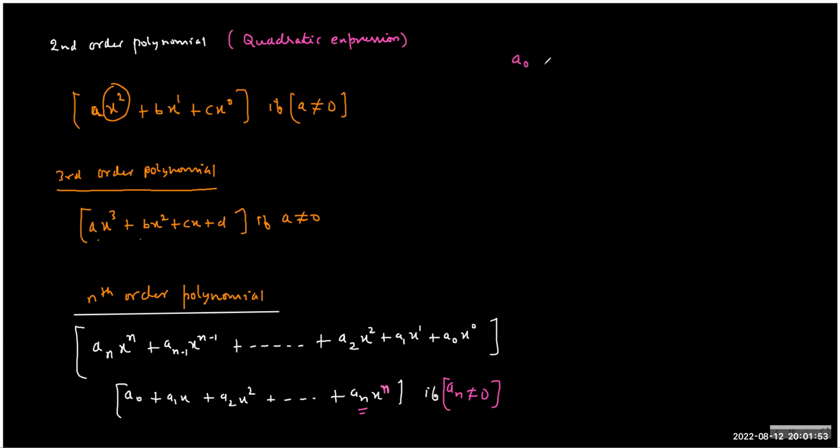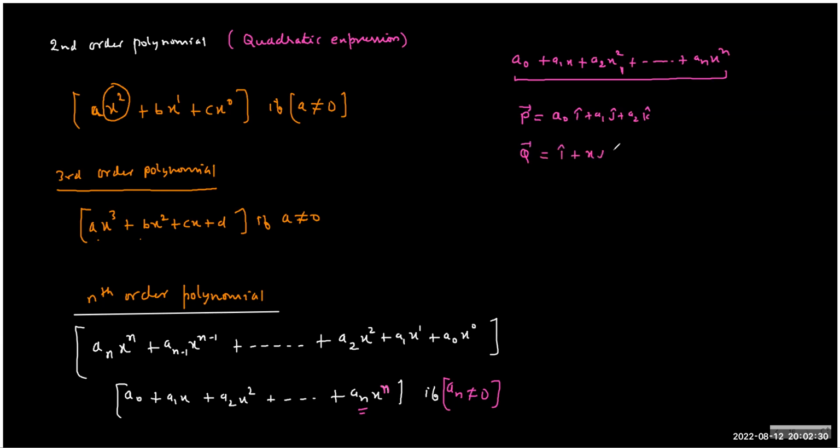And if you look at this term carefully, this is nothing but the dot product of two vectors. The first vector is a naught. I cannot go beyond 3 terms. So if I take up to 3 terms, I can write a0 i cap plus a1 j cap plus a2 k cap. And if I say the q vector equals 1 i cap plus x j cap plus x square k cap, what is p dot q?